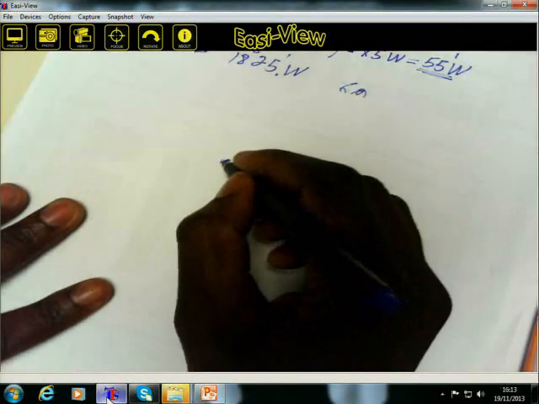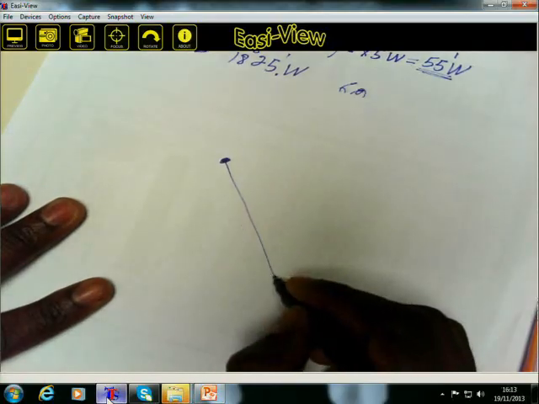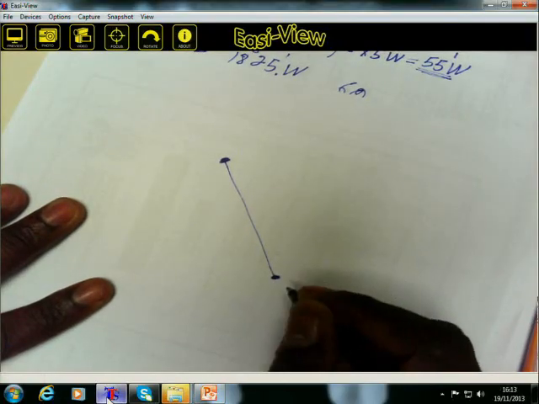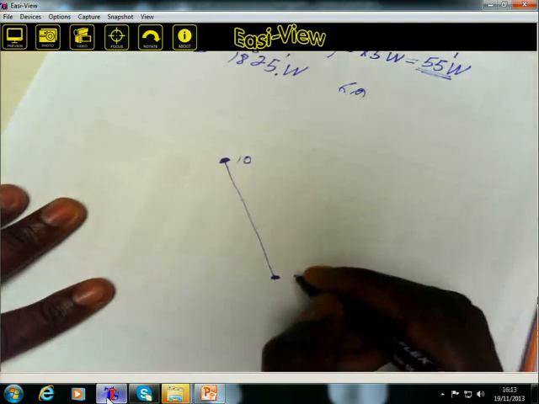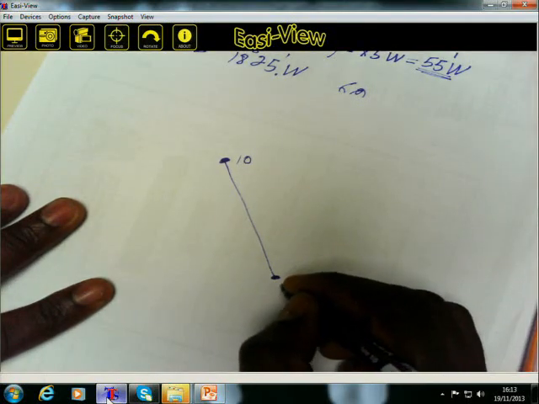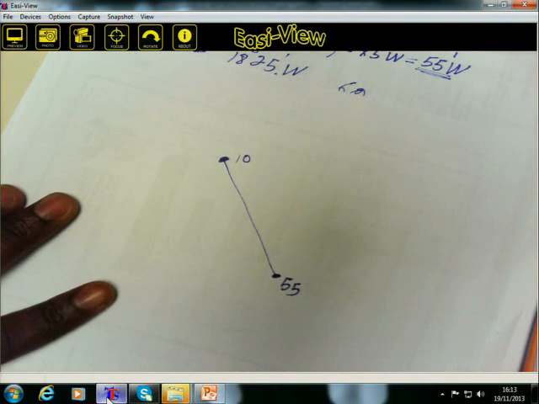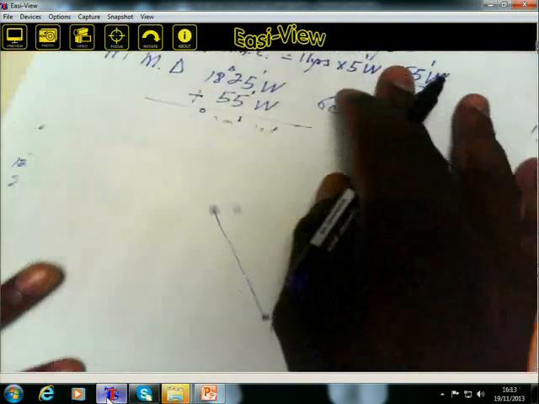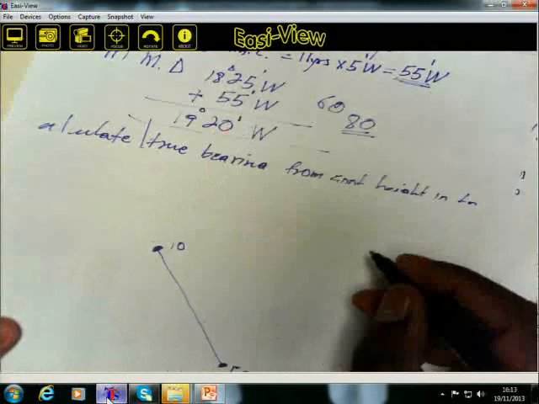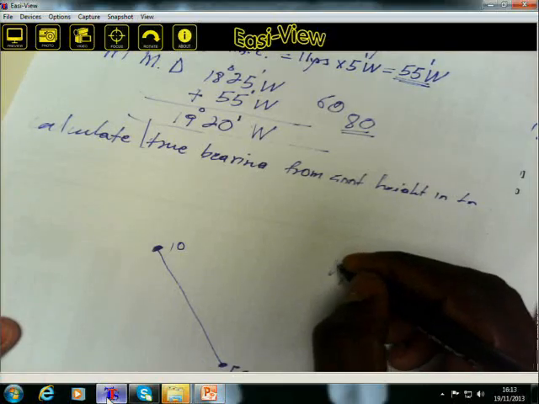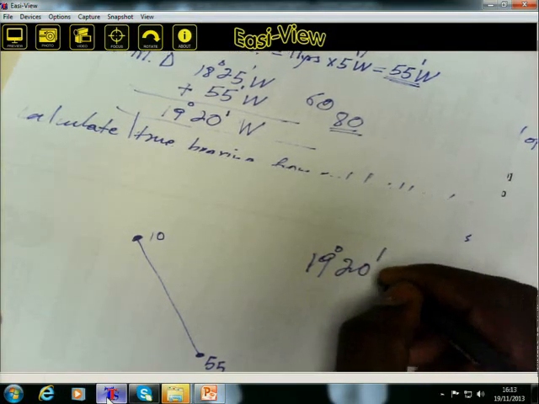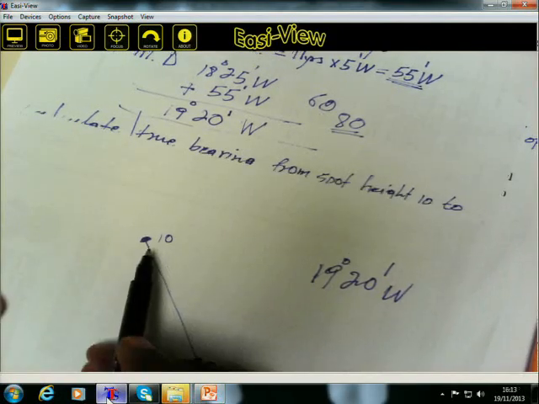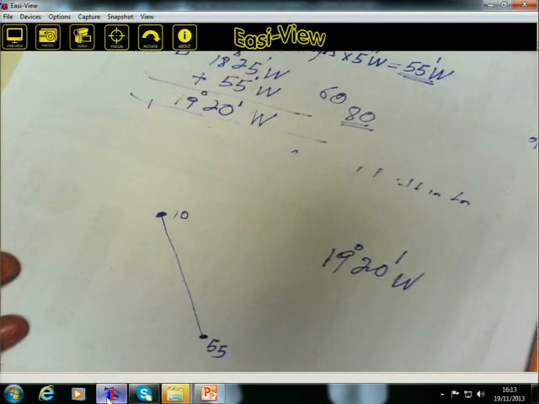You move from this point to this point. What will this be? True bearing. Here you've got spot height 10. Here you've got spot height 55. I want to make it easy. And my answer here was 19 degrees 20 minutes west. Under true bearing, what do I do?